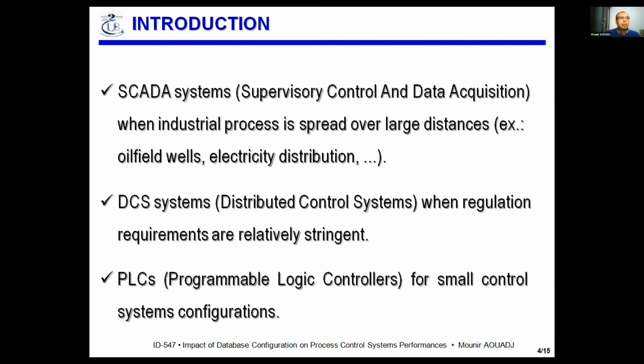Among these control systems, we can find SCADA systems, or supervisory control and data acquisition, when the industrial process is spread over large distances like oil field wells, electricity distribution, and others. DCS, or distributed control system, when regulation requirements are relatively stringent, and other smaller control systems, which we call PLCs, or programmable logic controllers.